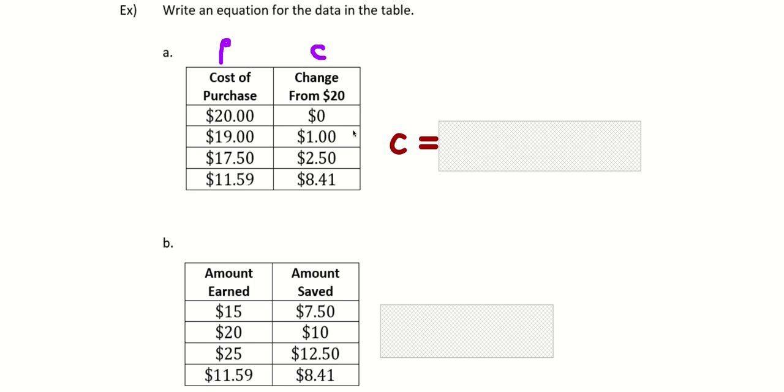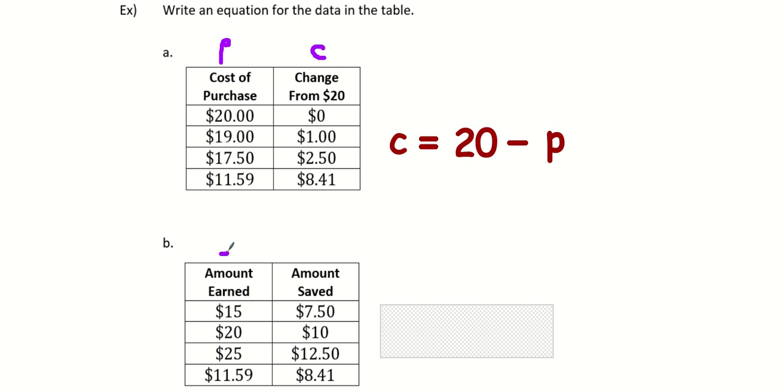Wouldn't the change always be the $20 minus your purchase? Whatever your purchase is, whether it's 20 minus 20 or 20 minus 19, because here P is 19, or 20 minus $17.50. So that equation makes sense. All right, moving on. Next example. Let's keep it moving.